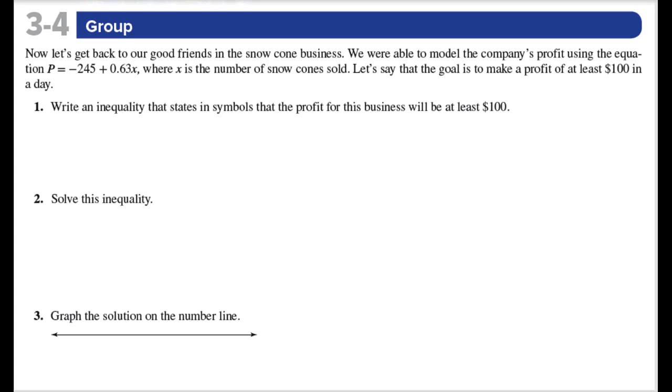So we want the profit to be at least $100. So P has to be greater than or equal to. One of the confusing things about the terminology, when you have at least, that means the lowest number it can be is 100. It can be greater than 100. So P has to be greater than or equal to $100.